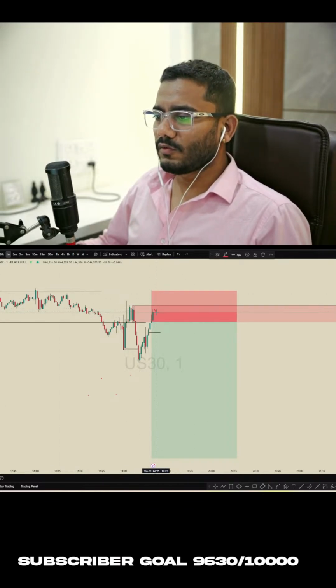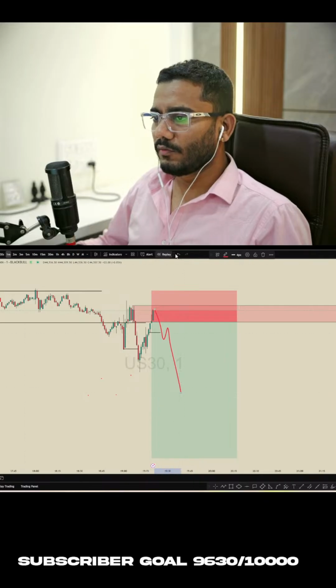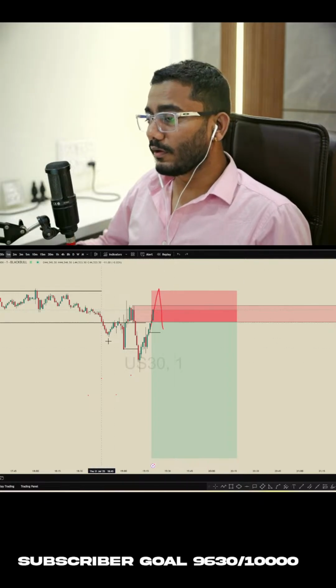We want price to close below this area. Then we'll look for a sell side entry. Otherwise, this is a new inducement and price can tap and then it will continue.